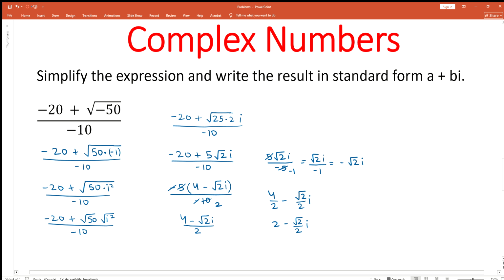This should be the final answer for the result in standard form a plus bi. As per this result, a is equal to 2 and b is equal to negative square root 2 over 2. This should be the final answer for this problem. So these are the steps you have to keep in mind to solve this problem.